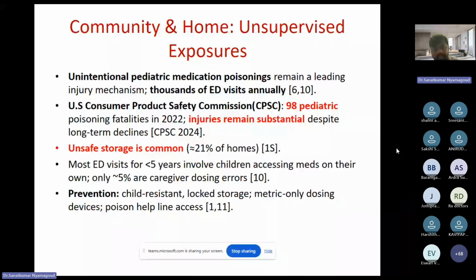Many times, if you come across any harmful event, immediately you should have access to the antidote, like a poison helpline. Access is very important. In India, we have the Poison Information Center, which is established in AIIMS, New Delhi. They have their own toll-free number. Anytime you can call and contact them. They will immediately collect your demographic data from your end, and they start treating you.